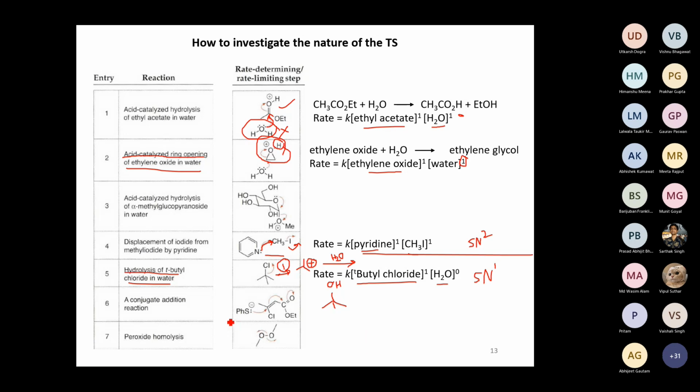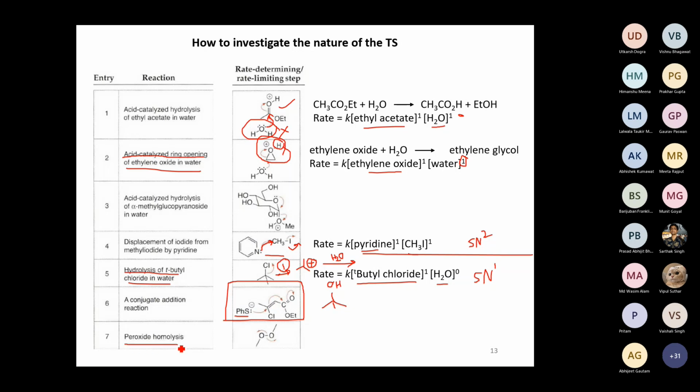Same thing here. You can also predict the rate law if you know the nature of the transition state or rate limiting step. So what about number 6? What will be the rate law? What do you think? This is the conjugate addition reaction. So you may think that this will be first order with respect to PhS minus, the phenyl sulfide, and the alpha beta unsaturated ketone. This is conjugate addition, so it should be first order with respect to both.